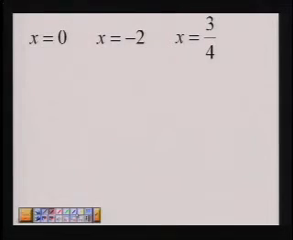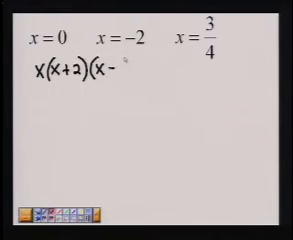Now let's work with fractions as our roots. What if I want to find a polynomial with roots at 0, negative 2, and 3/4? Let's write those factors and multiply. So we said for x minus 0, we're just going to write x. For x equals negative 2, I'm just going to write x plus 2. And for x equals 3/4, I can write x minus 3/4.